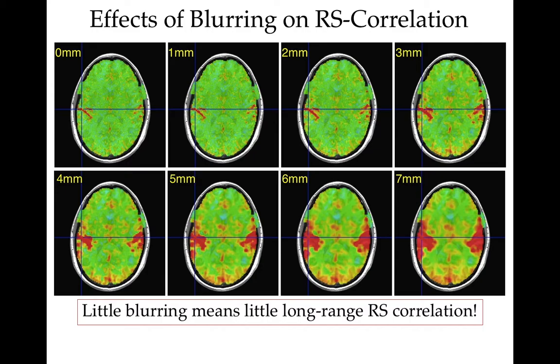So in synchrony with this location where the crosshairs are, with 3 millimeters of blurring, we start to see long distance correlations. And we go to 3, 4, 5, 6, 7, we see a lot of long distance correlations. And 5, 6, 7 are commonly used in this field because to get this strong effect that you can see here, and also when you go to group analysis so that you can get good overlap between subjects.